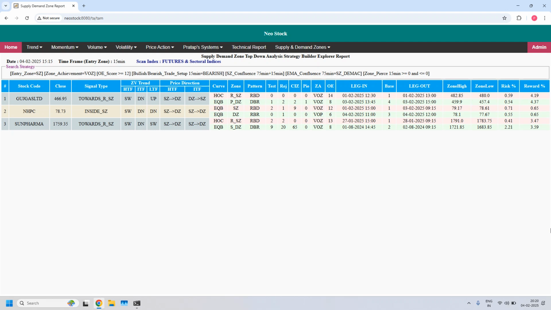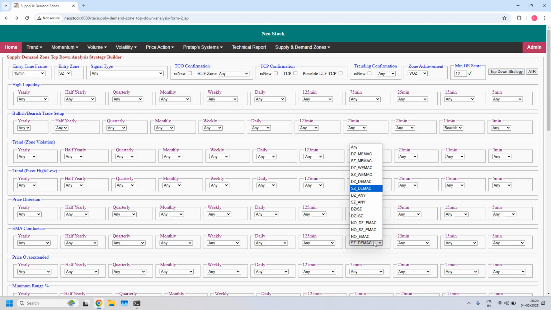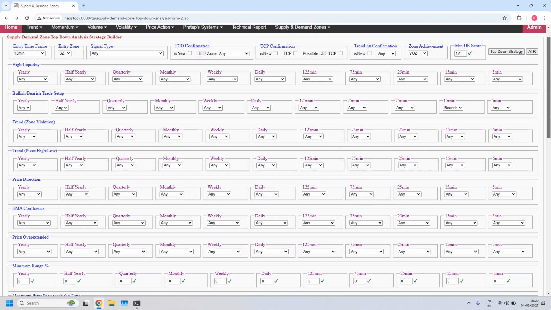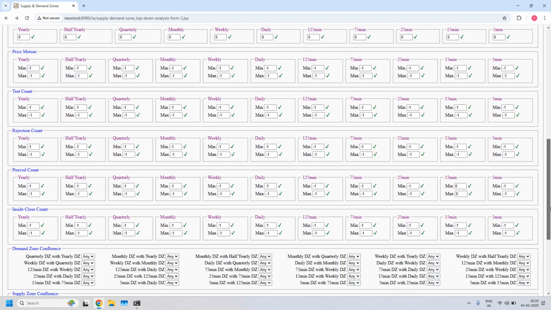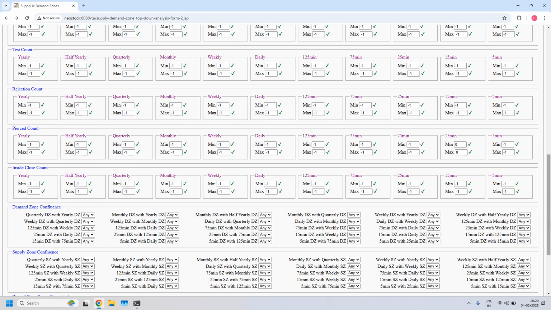Okay, next let us further filter based on LTF, ITF, HTF supply zone confluence. Not this list, the previous list, that is LTF, ITF. We got 8 stocks, right? That should be further filtered. So that's why I am removing the EMA filter. Now we get those 8 stocks. On that we will apply HTF supply zone confluence.